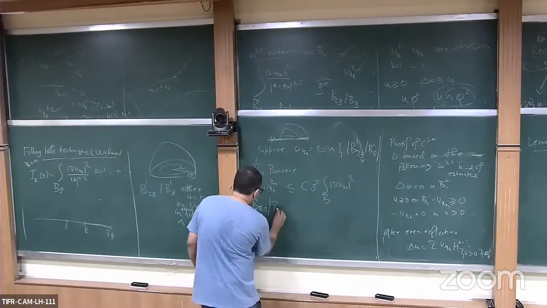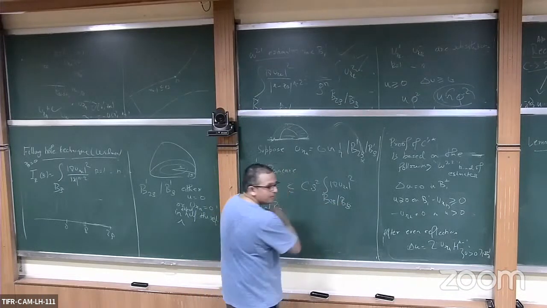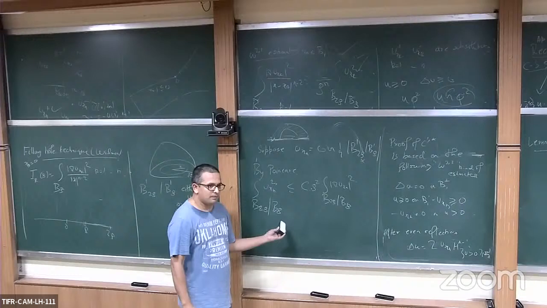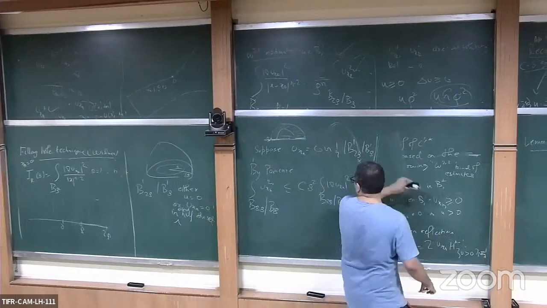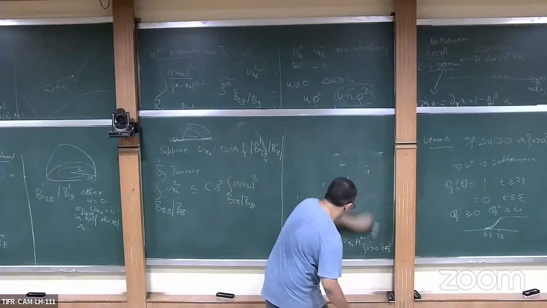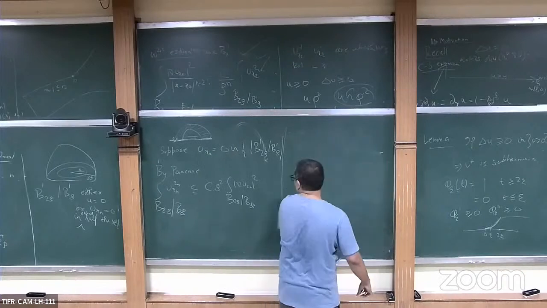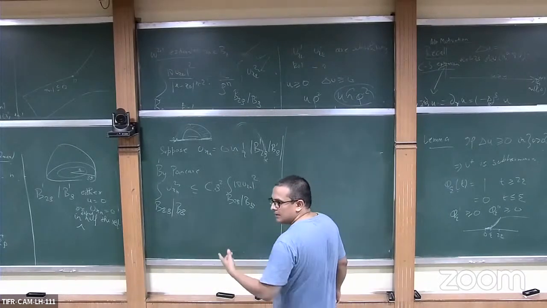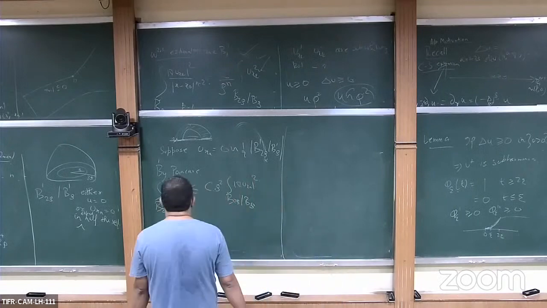So B2 rho minus B rho, I can control it by B2 rho minus B rho. Agreed? This I can do. Clear? Now what I do is that... is it clear to everybody? I can do this, right? So now what you do is the following.